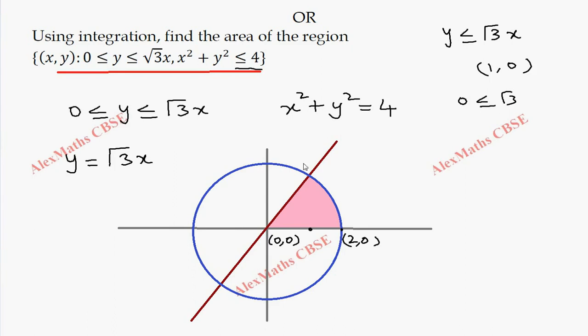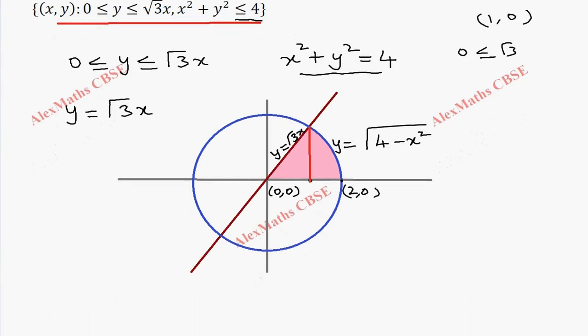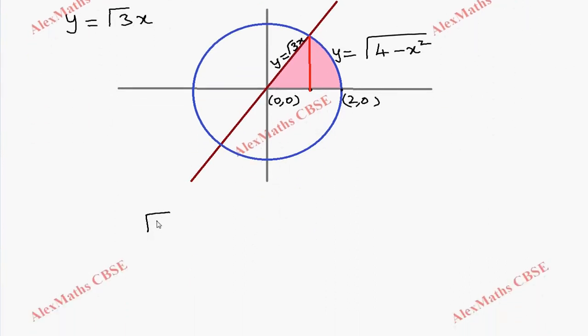And we have to drop this meeting point. And in both the curves, we have to write y. From this, y is equal to root 3x. And from this, I have to take y as root of 4 minus x square. We have to find this meeting point. For that, we have to equate both the y. That is root 3x equal to root of 4 minus x square.